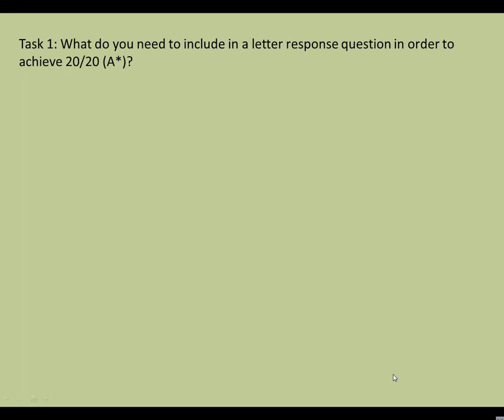Okay, so let's see if you've been listening this year. Two tasks for you. Firstly, what do you need to include in a letter response question in order to achieve A star? So what do you need to do in terms of how a letter looks and in terms of the mark scheme to achieve A star? And secondly, what methods should you use? So how should this all go together from planning to writing? So please pause this briefly so you can note down your ideas.